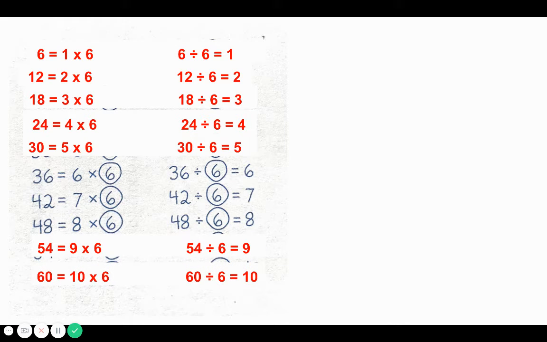So look at that. That leaves us 3 facts to memorize. 6 times 6 equals 36, 7 times 6 equals 42, and 8 times 6 equals 48. So that's not a lot, right? You can do that. You can memorize 3 facts.